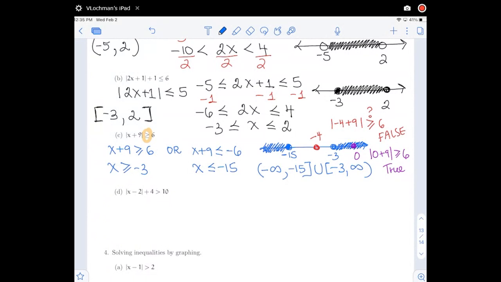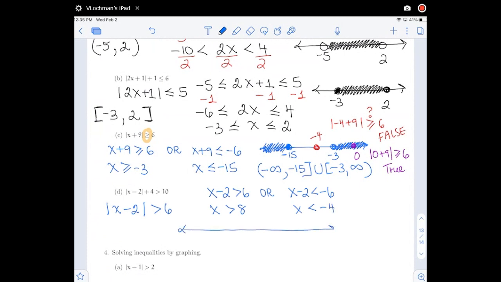So what do we do here? Subtract 4 from each side. 10 minus 4. That's greater than 6. I have a strict inequality here, right? So I set it up this way. x minus 2 is greater than 6, or x minus 2 is less than negative 6. From here, x is greater than 8, or x is less than negative 4.